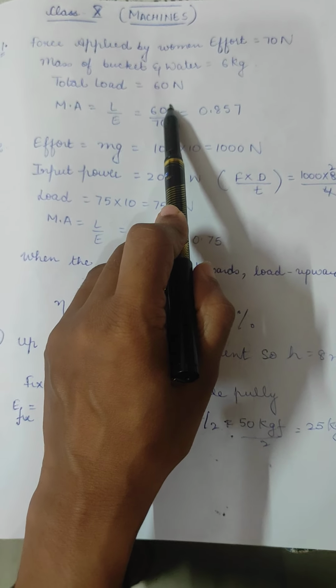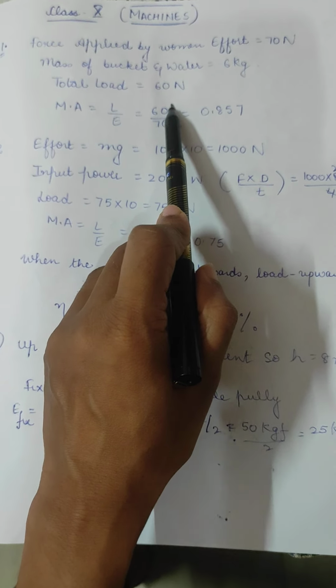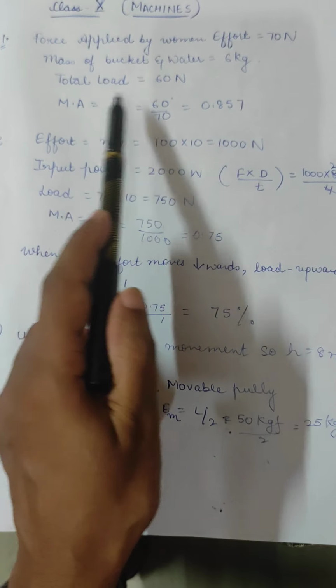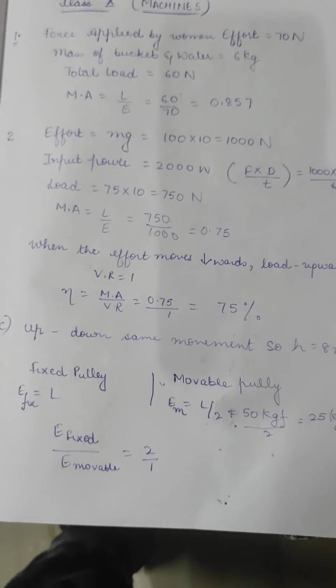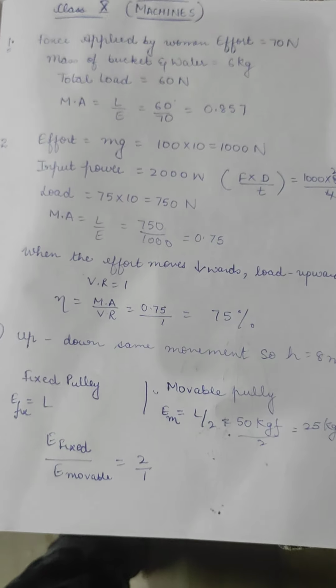Okay, and the force applied by the woman, meaning the effort, is 70 Newton. So the load is with you, the effort is with you. They are asking you to calculate the mechanical advantage. Mechanical advantage is load upon effort, that is 60 upon 70, which is equal to 0.857.